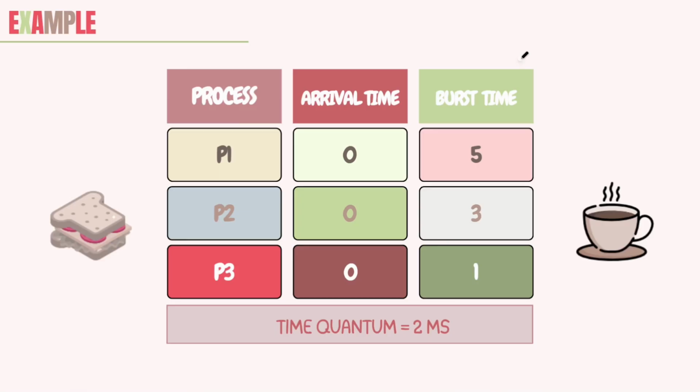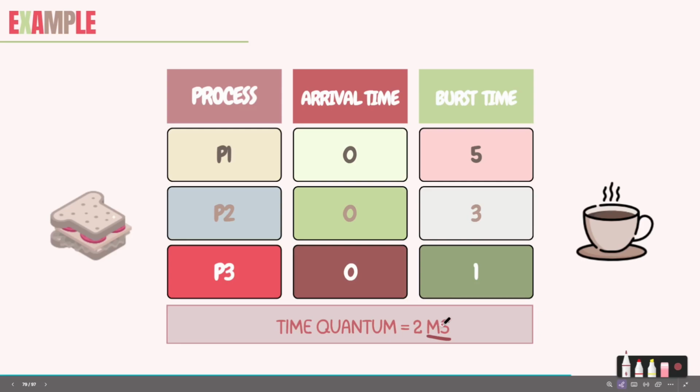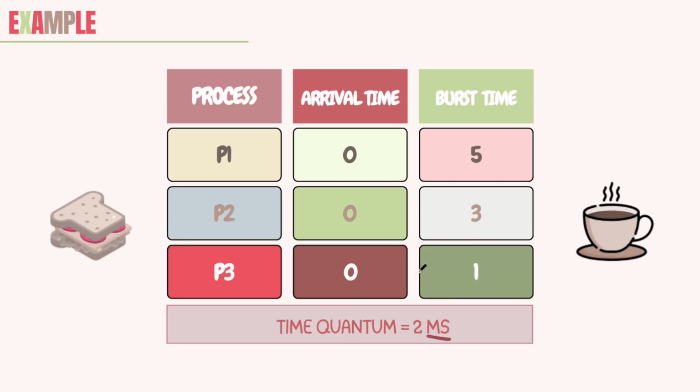Now, let's look at the example. The time quantum is 2 ms, or 2 milliseconds. And we have three processes, P1 to P3. The burst time of P1 is 5, the burst time of P2 is 3, and the burst time of P3 is 1. And for all processes, the arrival time is 0.